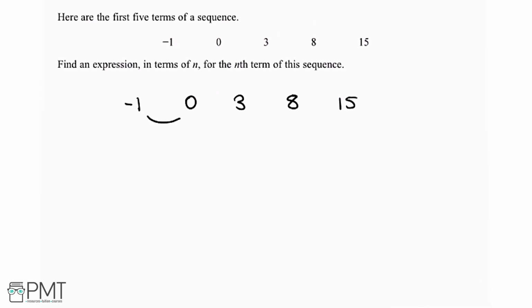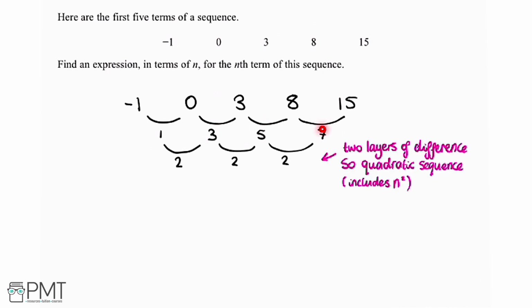So we go along here, the difference between these numbers is 1, between these is 3, between these is 5, and between these is 7. Now we can see we haven't got a consistent difference here, they're not all the same number. So we need to go again and find the difference between these new numbers. So here we've got 2, and here again we've got 2, and here again we've got 2. So because we had to go down 2 layers here, it means that we know we've got a quadratic sequence, so essentially it includes an n squared in the nth term.